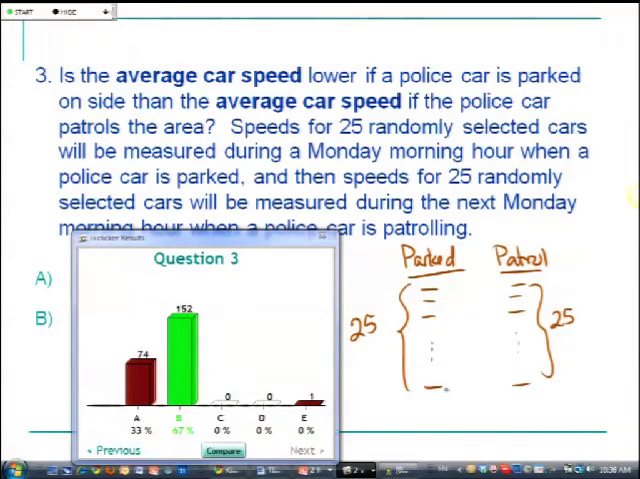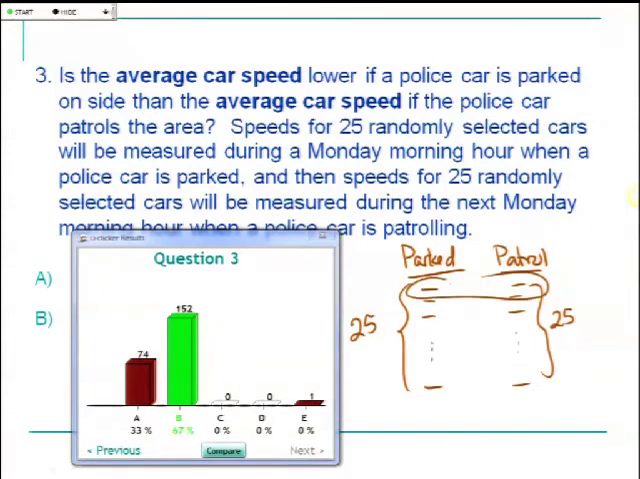But these are 25 separate cars from the other 25, and there's nothing that would pair that first car's speed that I observed that first Monday morning when the police car was parked with that first car speed that I recorded that next Monday morning when there was a patrolling vehicle instead. All right?